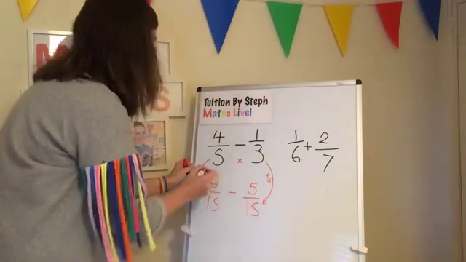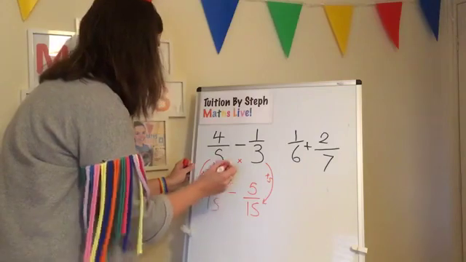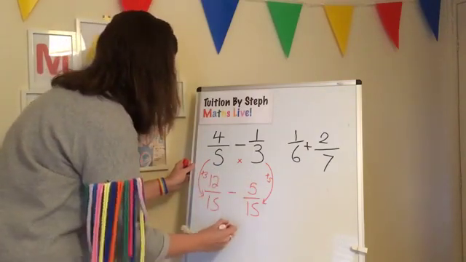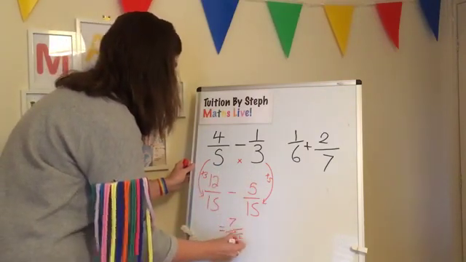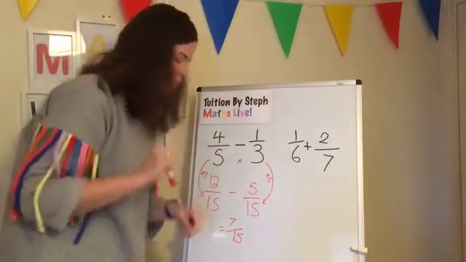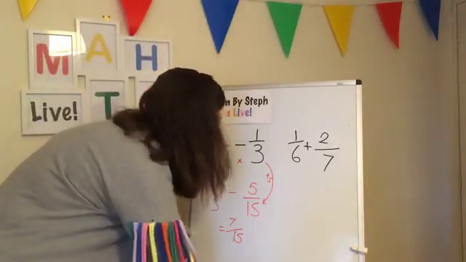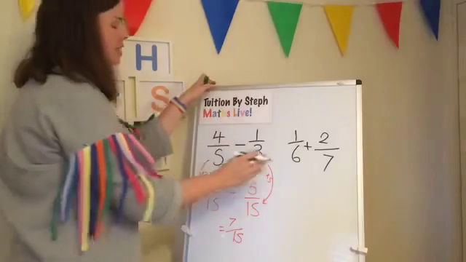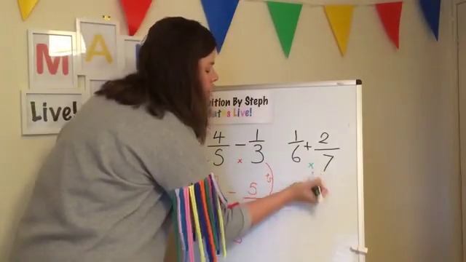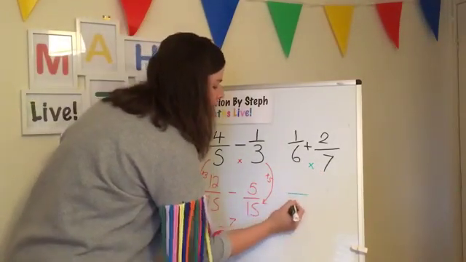So we do 12 over 15, subtract 5 over 15, which is 7 over 15. So well done if you got that. I saw a couple of people. Brilliant. Okay, next one. Times the denominators together. 6 7s are 42.